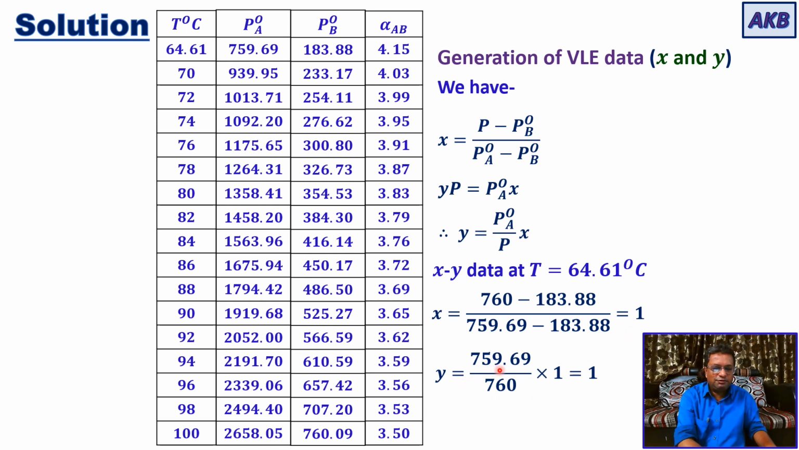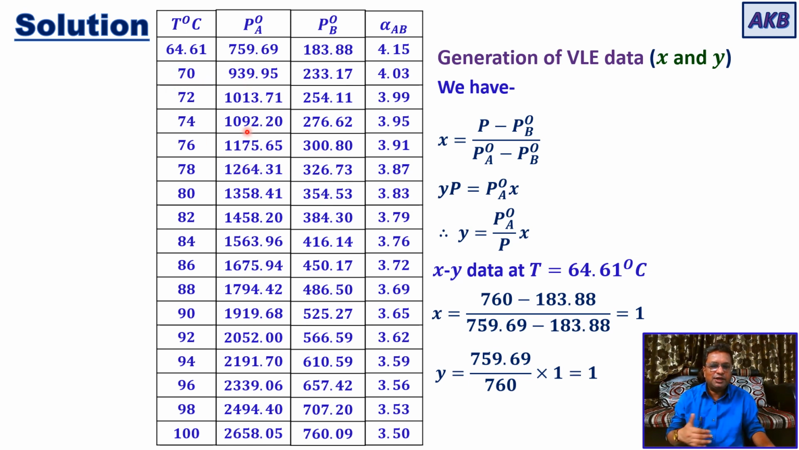So it is 759.69 divided by 760 into 1, that gives us y as 1. That means at the first temperature, x is 1, y is 1. And how we have got those two values, I have explained over here. Similar calculations will be applicable for the remaining entries, for the remaining temperatures.